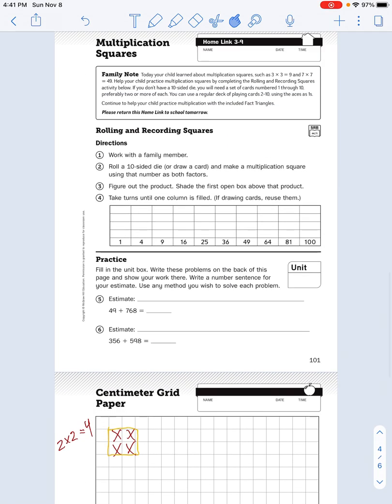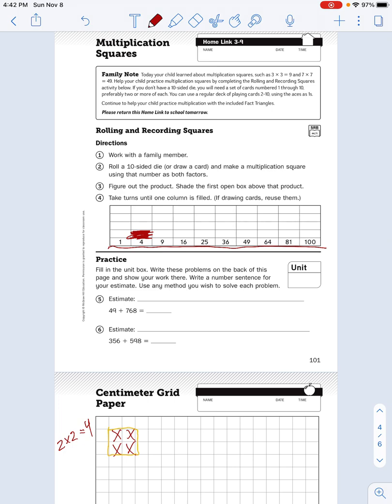You'll come back up here and you'll look for that answer on the line on this bottom row right here. I see a 4 right there, so I would take my pen tool and color in one of the boxes. And then you just continue that. You can play with a family member. You don't have to, though. You can play by yourself and it'll still work. But you'll either take turns rolling the dice and doing that same thing until one of the columns is filled.